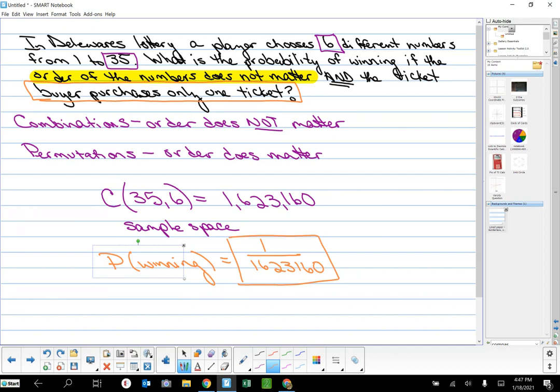Lottery is huge right now, by the way. Huge, like $800 million. Anybody playing? It's huge, huge. Okay.